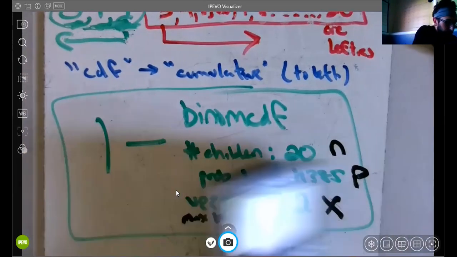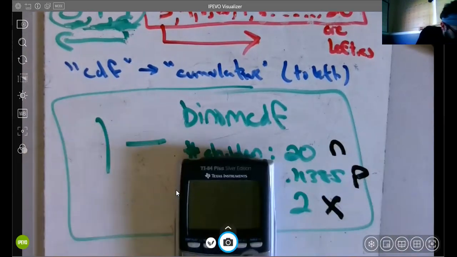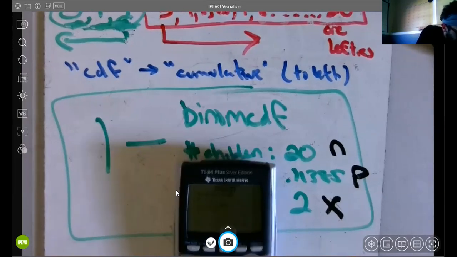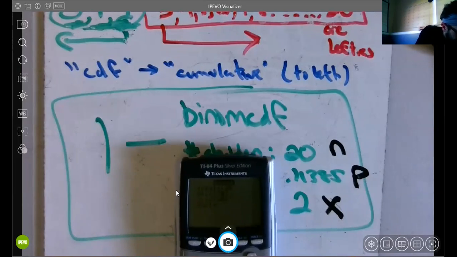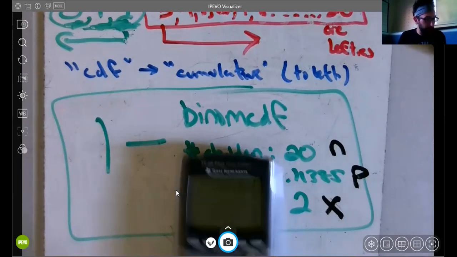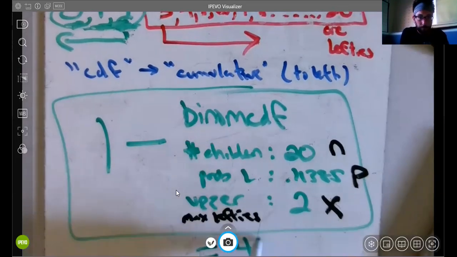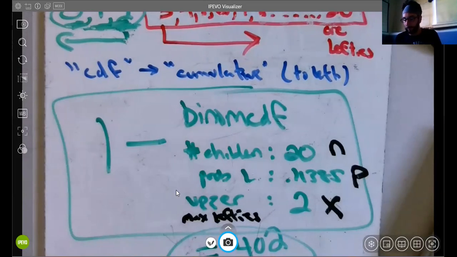We should probably actually do it, right? So let's see, 1 minus second bars, binomial CDF's down here, and is 20, 0.11385. There's that X I mentioned. So 1 minus all that gives us 0.402. Done.